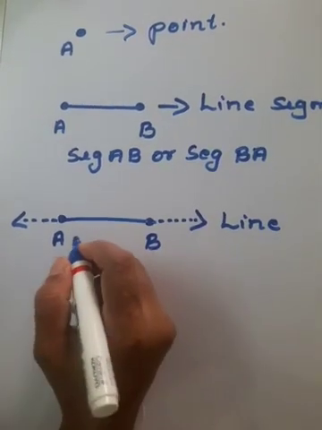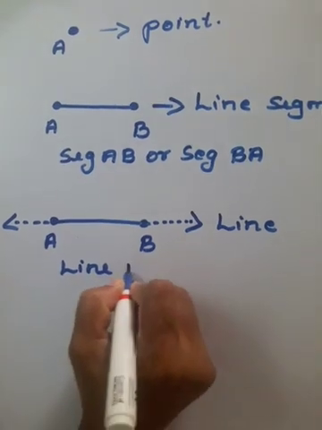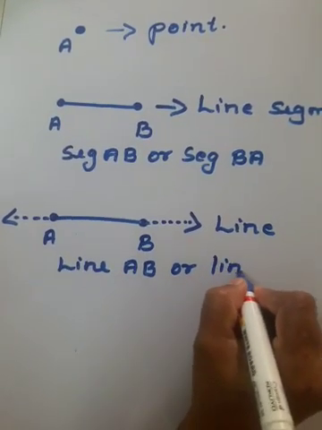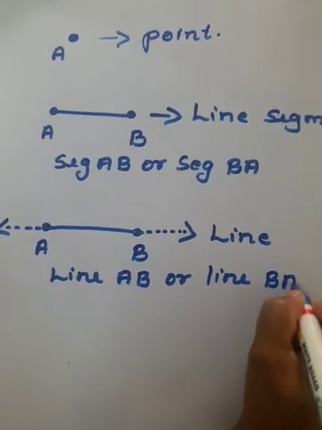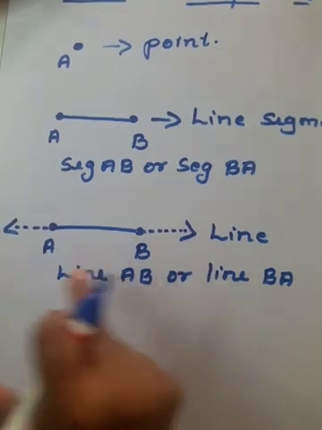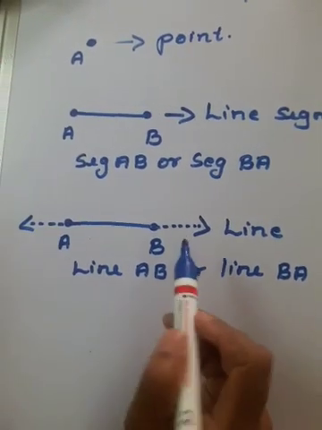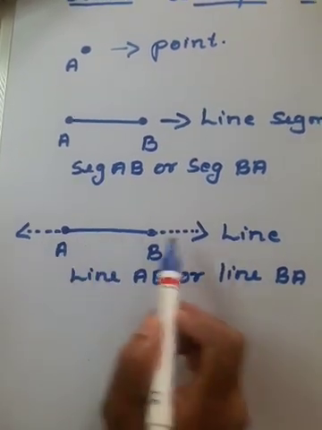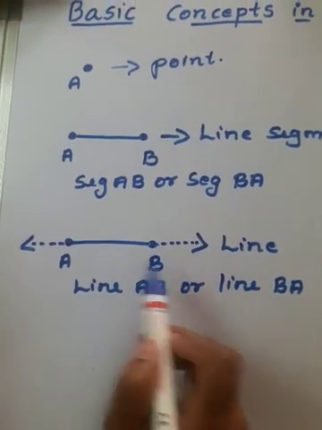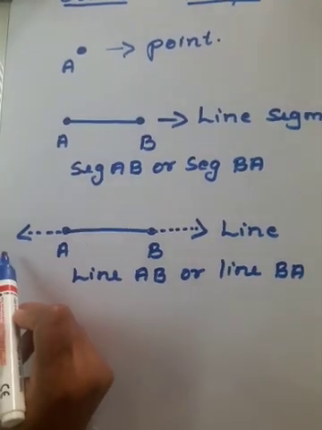This line is named as line AB or line BA. So we can name this figure as line AB or line BA. The arrows on both the sides indicate that it is extended infinitely on both the sides.